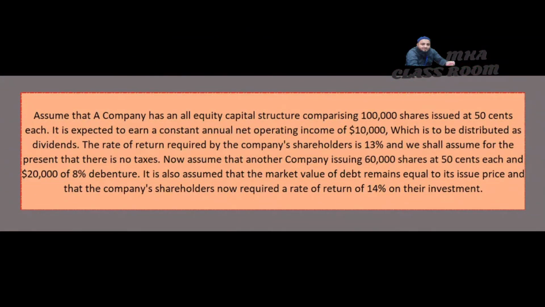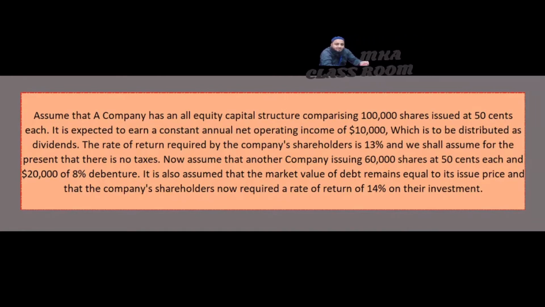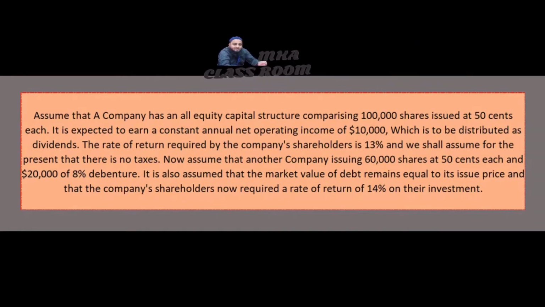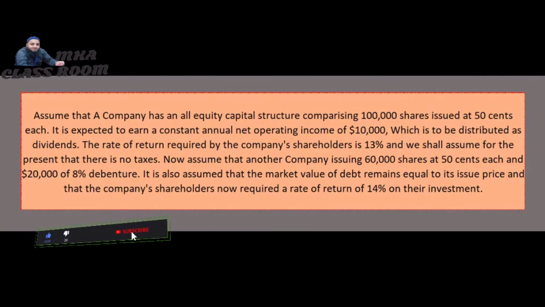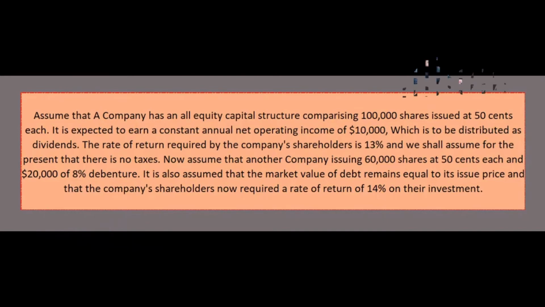Here we will see an example to understand MM with no tax. Here are two companies, one is a levered company, another is an unlevered company. Unlevered means 100% equity financed, and a levered company has debt in its capital structure. So assume that a company has an all equity capital structure comprising 1 lakh shares issued at 50 cents each, that means 50,000 is its capital.